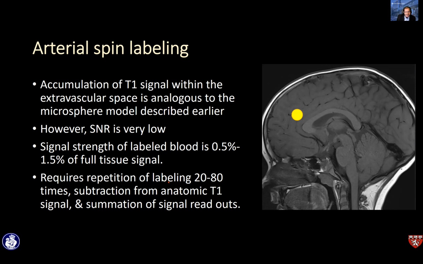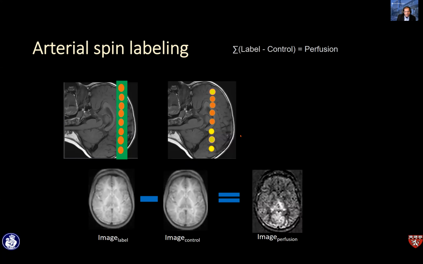And so you need to repeat this same acquisition multiple times and then subtract from the anatomic T1 signal and get a summation of the signal readouts. So basically, here's the final accumulation of the signal in different parts of the tissue. If you look at it, this is the labeled tissue image here. This is the control. And then you get the perfusion, which is a subtraction of the label minus the control. That's the perfusion derived from the labeled image versus the control image.